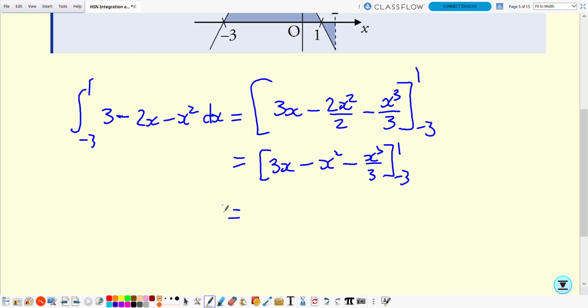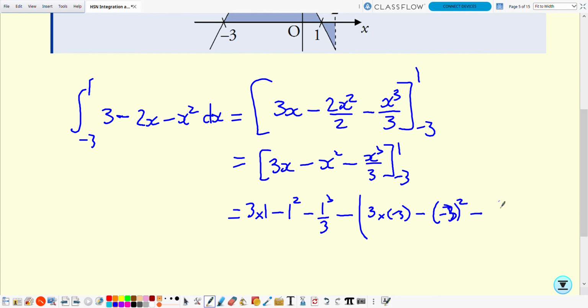So filling in your upper limit there, you're going to have 3 times 1 minus 1 squared minus 1 cubed over 3, and then remember you're subtracting all of this, so you're going to have 3 times minus 3, and you've got minus, and then you've got minus 3 squared, and then you will have minus 3 cubed all over 3.